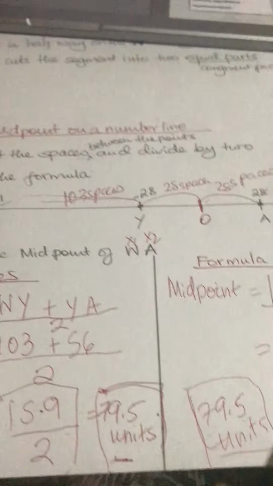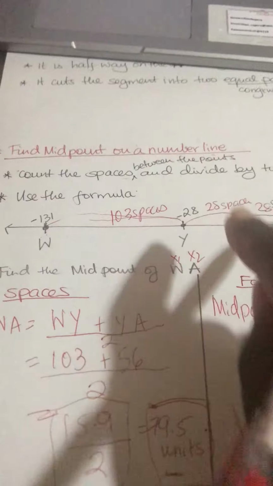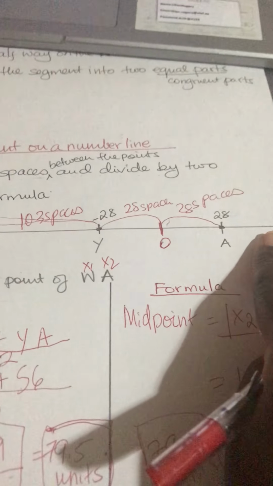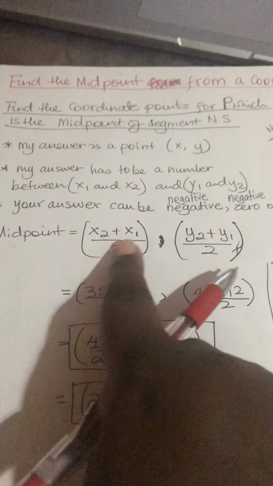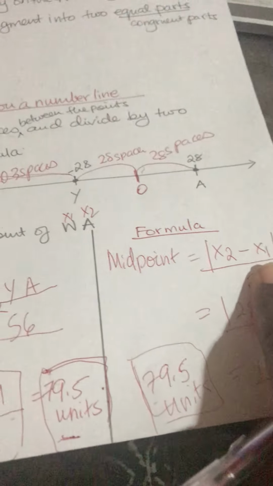Okay? And that is how you do the midpoint formula, the midpoint from a number line. So we did from a graph. So from a graph, you need to do X and Y. From a number line, you only need to do X. Okay? All right.